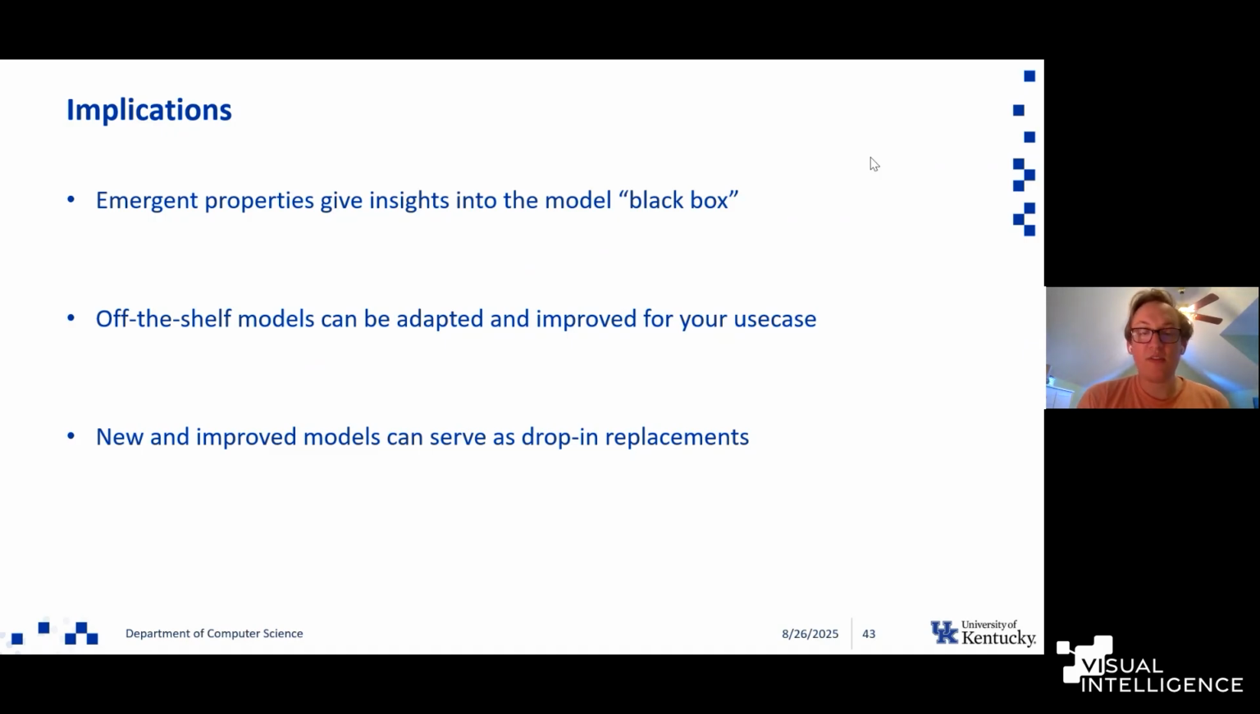And new and improved models are coming out all the time that can serve as drop-in replacements for these foundation models in your pipeline. So if you design your pipeline to be abstract to the model, you can take advantage of these new models that are coming out, because capabilities won't be taken away. They'll only be added. So if something works in DINO v2, chances are it'll work in DINO v3 as well. And most likely it'll be better.